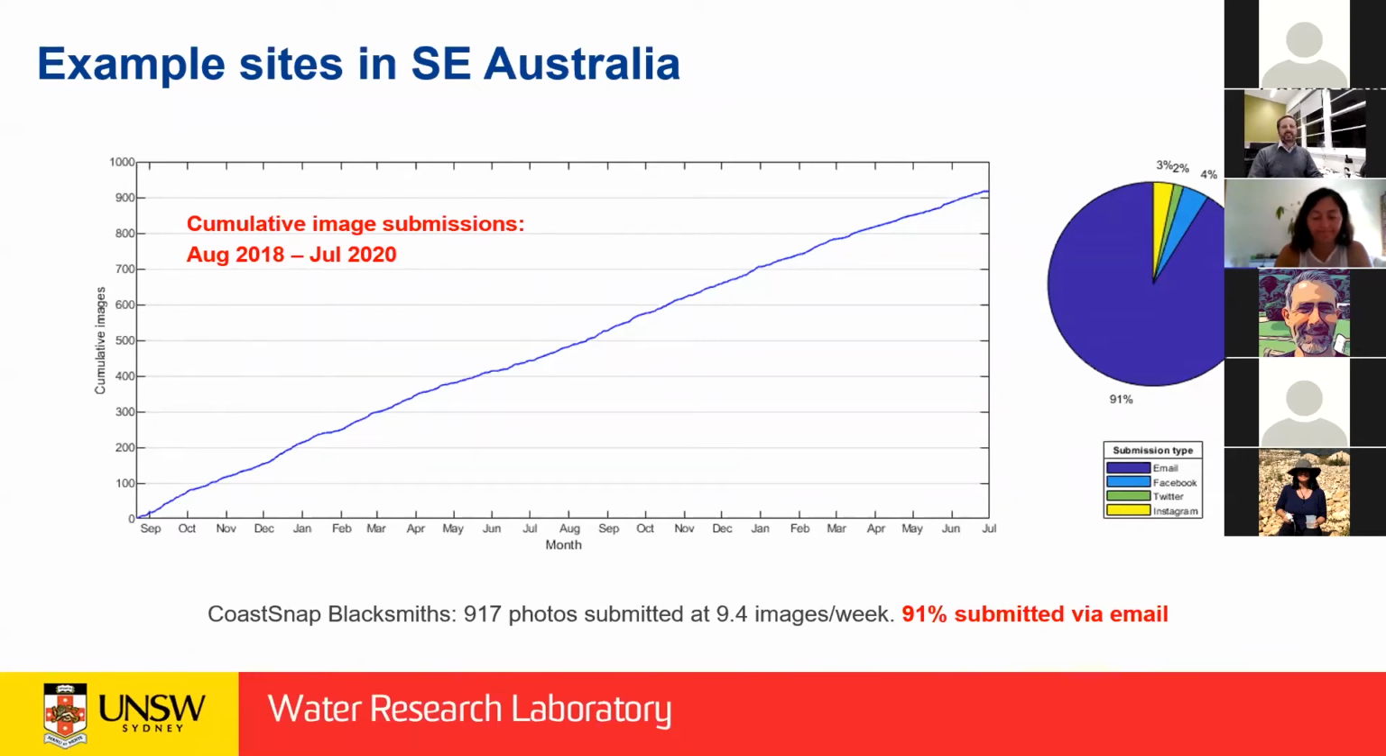Interestingly, at this site, it's entirely that local champion kind of area. So 91% of our images are submitted via email, and a lot of them are the daily regulars. As I was saying, in terms of traffic, it's not a particularly high pedestrian site, that breakwater, but because we get those regular daily users, it's very much a successful site.